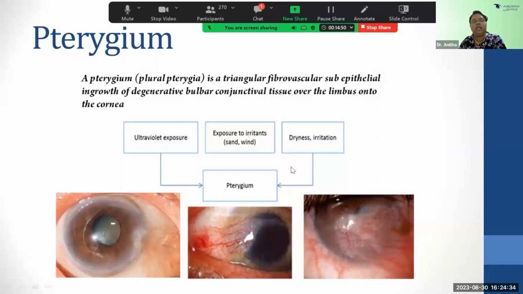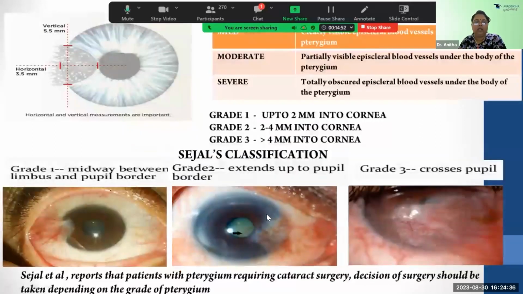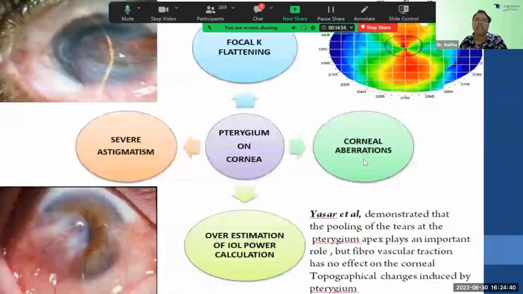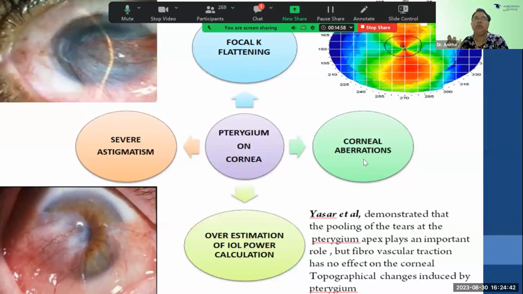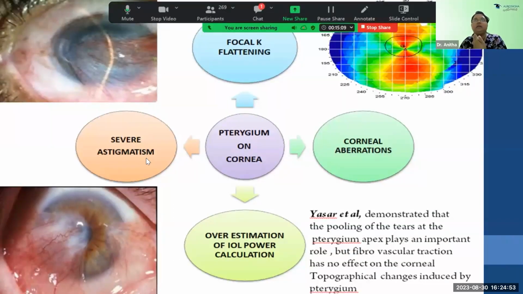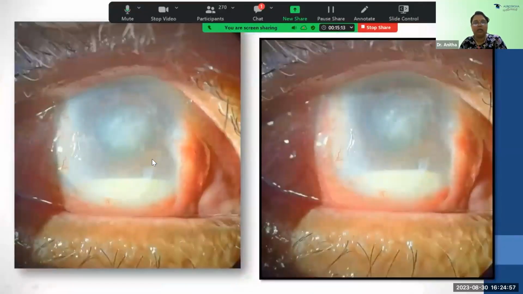Pterygium is another common condition. Whatever may be the classification or grading of the pterygium, please refer the patients if it is encroaching the cornea, because it may cause problems with cataract surgery later. Hence, please refer these patients. More or less, this is another complication which we had.